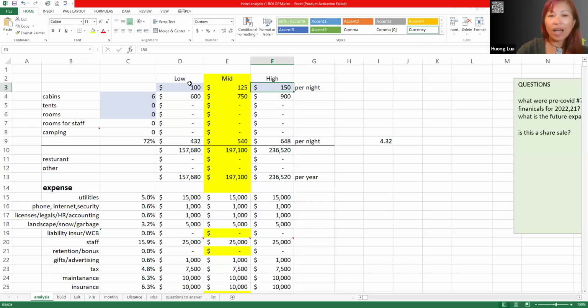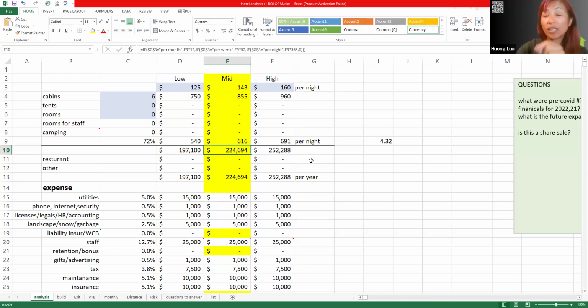Right? So let's just say on the high end, I'm going to change this to 125, and then I'm going to change this to 160 here. Okay, so just going up by $20 a night, I'm now at 224,000 for the year. If I go back, I don't need to, because we had the 125 earlier, so it was at 197. So going up by 20-odd dollars, I've added about $27,000 a year in profit.